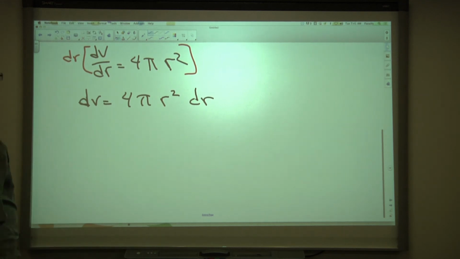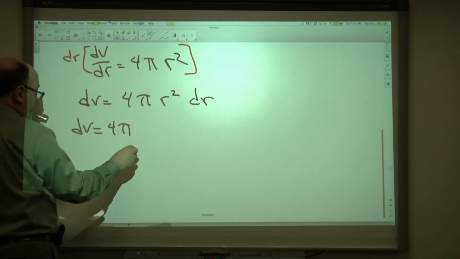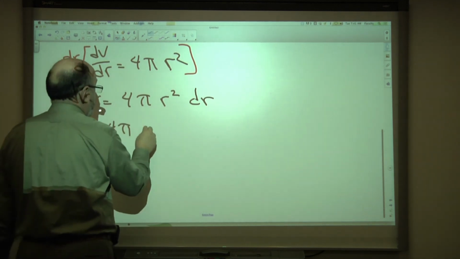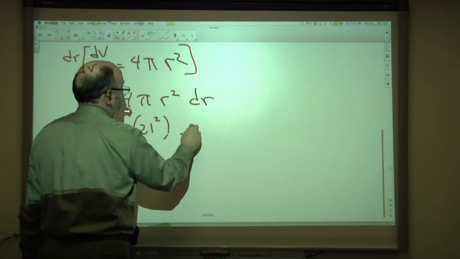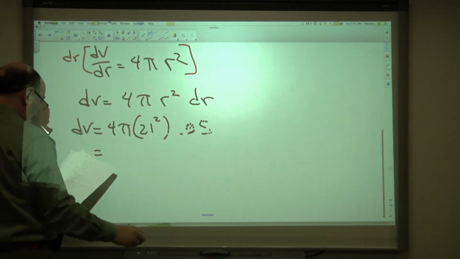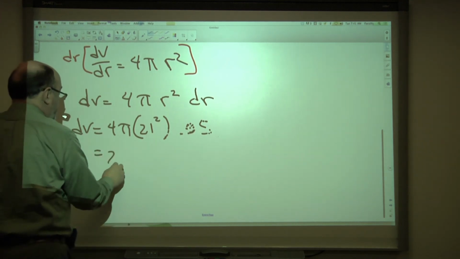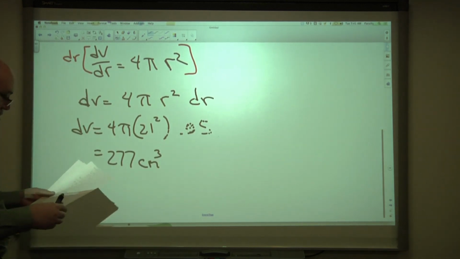So now we can take our numbers. We got dV is going to equal 4 times pi times 21 squared times 0.05. And that'll come out to be 277 cubic centimeters.